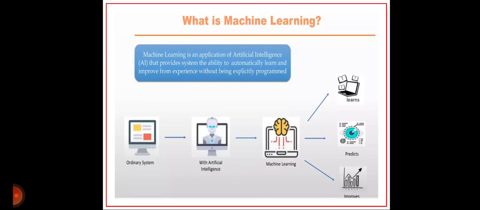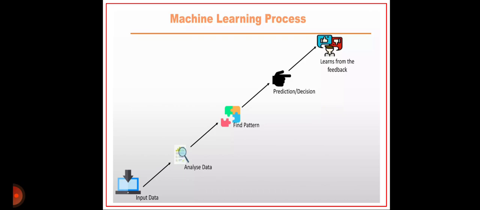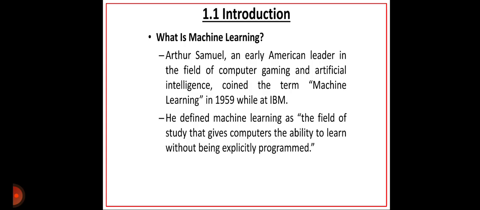Machine learning is an application of artificial intelligence that provides systems the ability to automatically learn and improve from experience without being explicitly programmed. Unlike an ordinary system, with artificial intelligence, machine learning learns and predicts the future and improves the performance of the system. It takes input data, analyzes it and finds the pattern. This is used for prediction and decision, and it learns from the feedback.